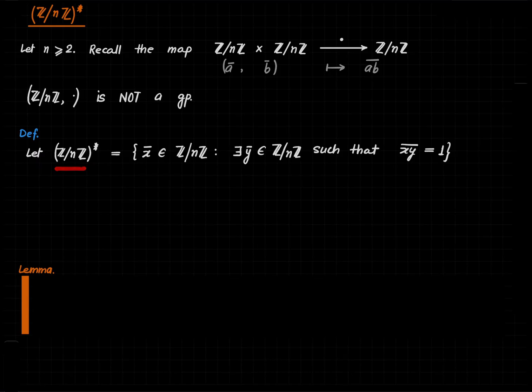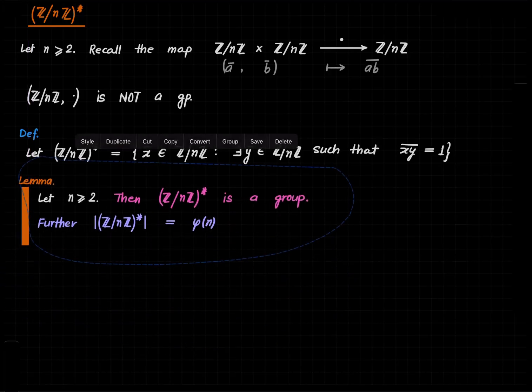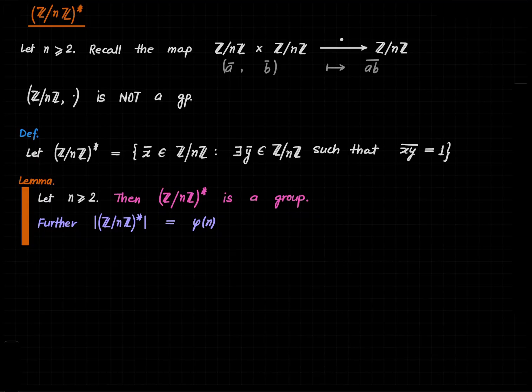This is a group. So I think that is the next lemma. This is a group, and let's prove it. So associativity is fine because this binary operation is associative. That I did not mention, but we had seen this earlier. Associativity of the binary operation is fine.